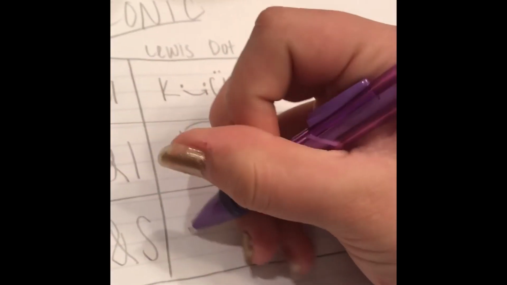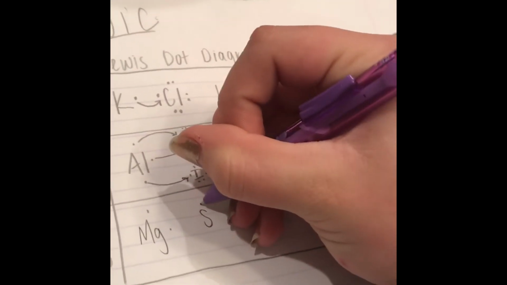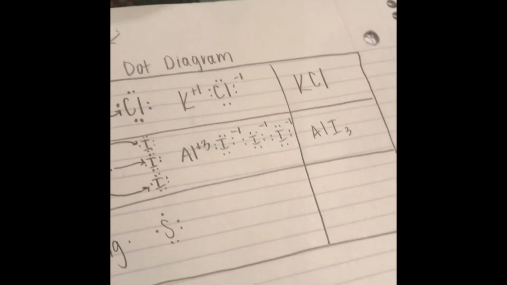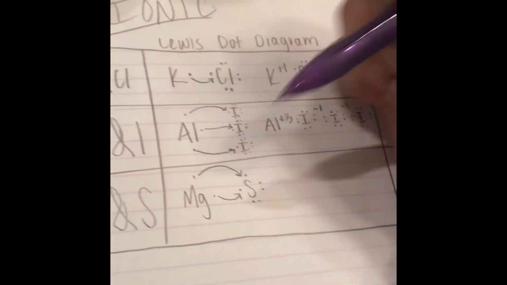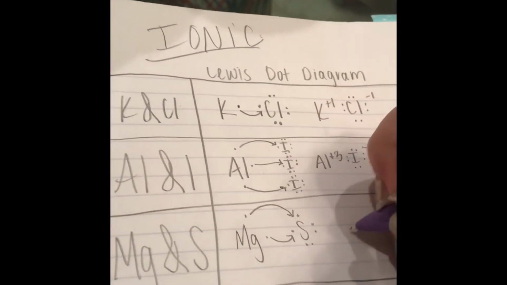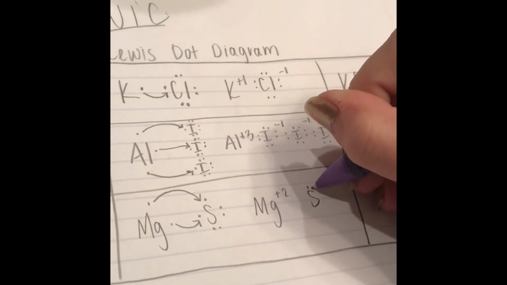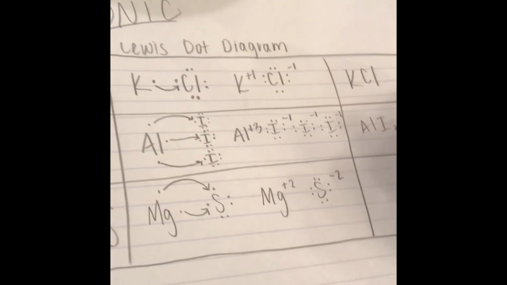So the last one is Mg and S. Mg has 2 valence electrons and S has 6. So you're going to want to draw the 6 on the S and 2 on the Mg, and you're going to show Mg's valence electrons being transferred to S, and then you're going to draw Mg plus 2 and then the S with 8 valence electrons because they were transferred, minus 2, and then it's just going to be MgS. There you go.